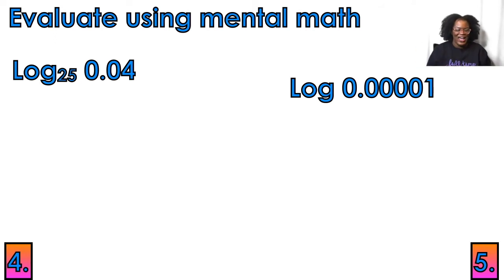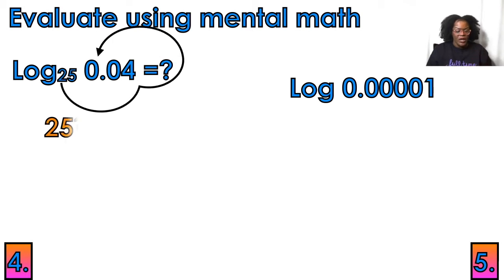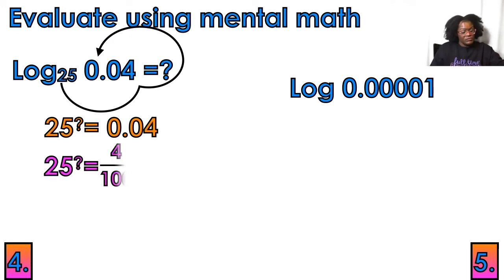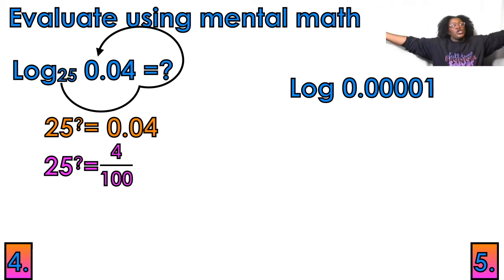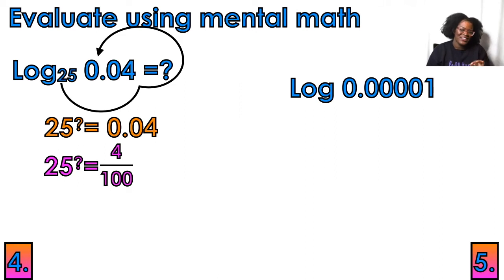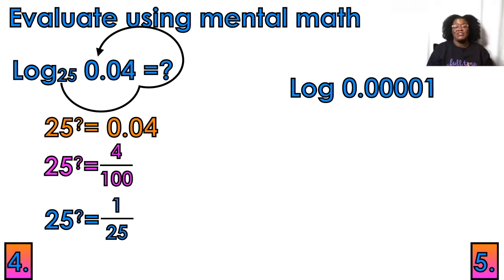Anyway, log base 25 of 0.04 equals what? I'm going to do my loop-de-loop, very technical term. 25 question mark equals 0.04. Where are we going here? 0.04 is 4 over 100. You're like, but 25 to the power of something is not 100. 25 times 4 is 100, but not 25 to the fourth power. 25 to the fourth power is some huge number, right? So what's happening here? Well, let's reduce our fraction. Let's simplify that fraction. What is it going to turn out to be? Oh, 1 over 25. Now we're onto something, right?